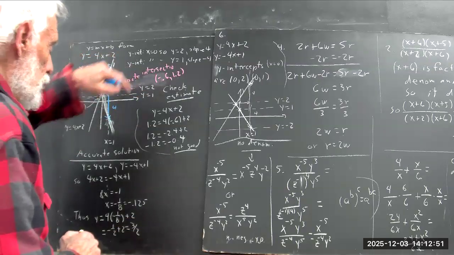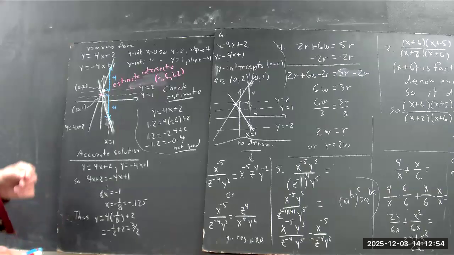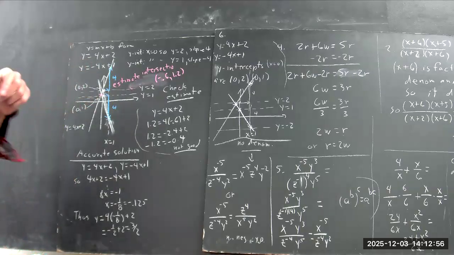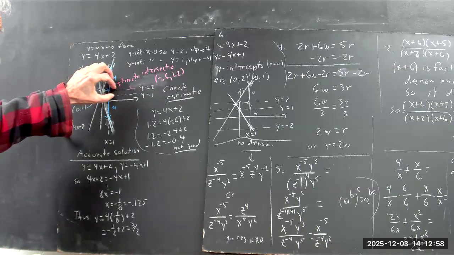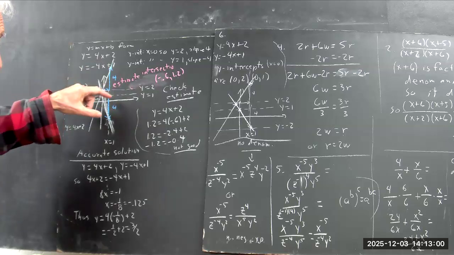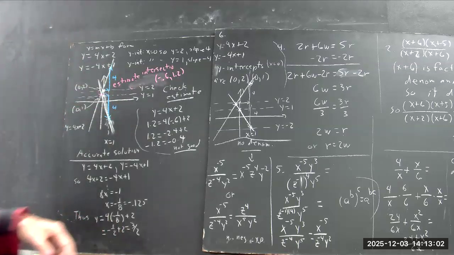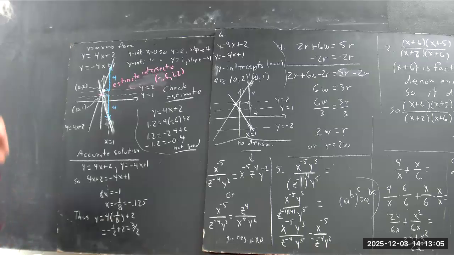Now you notice I had a 3/2 up here earlier because I knew by the symmetry that the intersection would be halfway between y equals 1 and y equals 2, which is what 3/2 is. Okay.